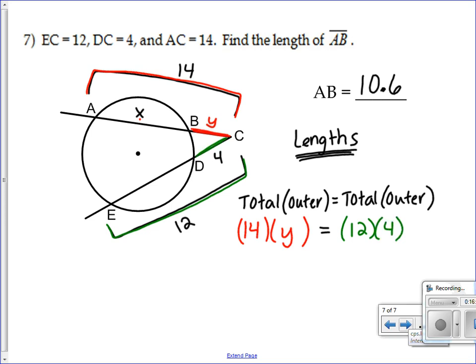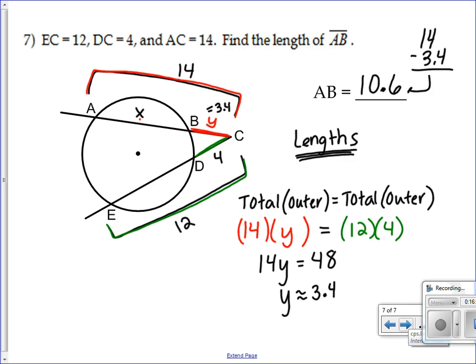Okay, let's do just some algebra here. So you're going to get 14y. 12 times 4 is 48. And we're going to divide, and you will end up getting y is approximately like 3.428, but we'll just say it's about 3.4. So if you know this is now 3.4, how does that help us find AB? We can just subtract 14 minus 3.4, and that gives us our 10.6.